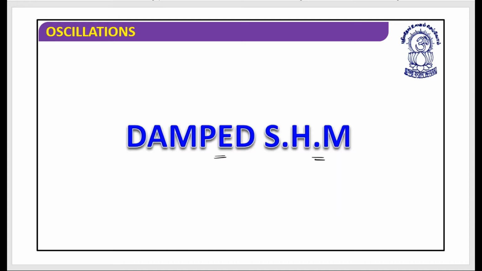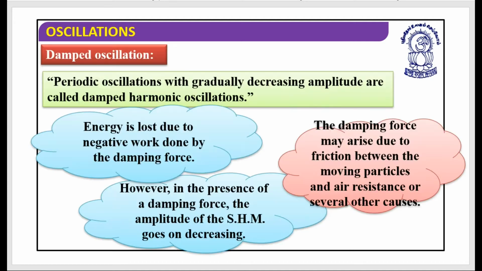In today's session we are going to discuss damped simple harmonic motion. Let's begin. What is damped SHM? When we say it's a damped oscillation, that means periodic oscillations with gradually decreasing amplitude are known as damped harmonic oscillations. And in this situation, energy is lost due to negative work done by the damping force.